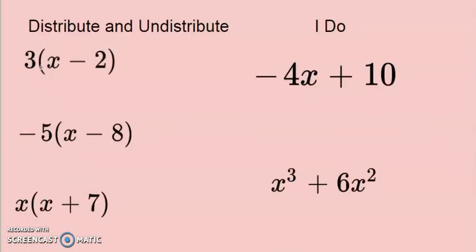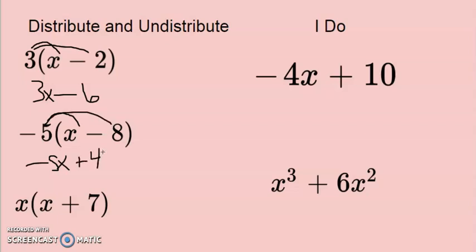Distributed, undistributing. Let's distribute first. 3 times x is 3x. 3 times negative 2 is minus 6. Negative 5 times x is minus 5x. Negative 5 times negative 8 is plus 40. x times x is x squared. x times 7 is 7x. So that's distributing. To undistribute, this is what we do.